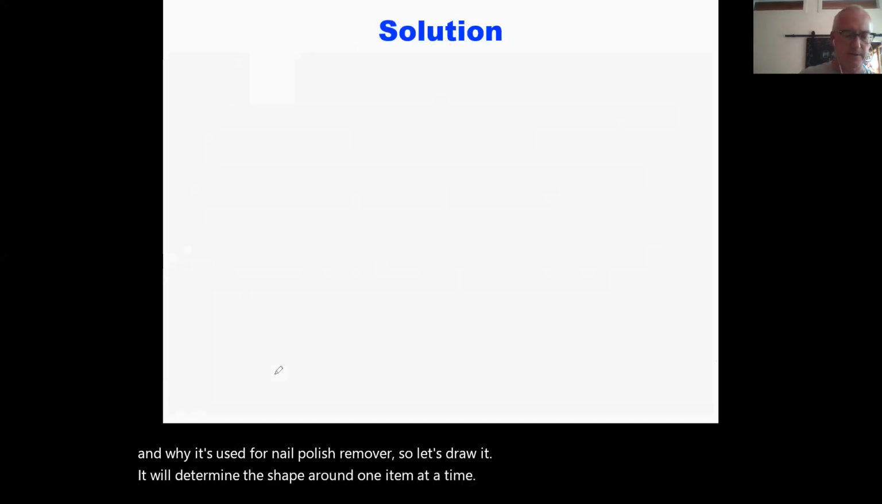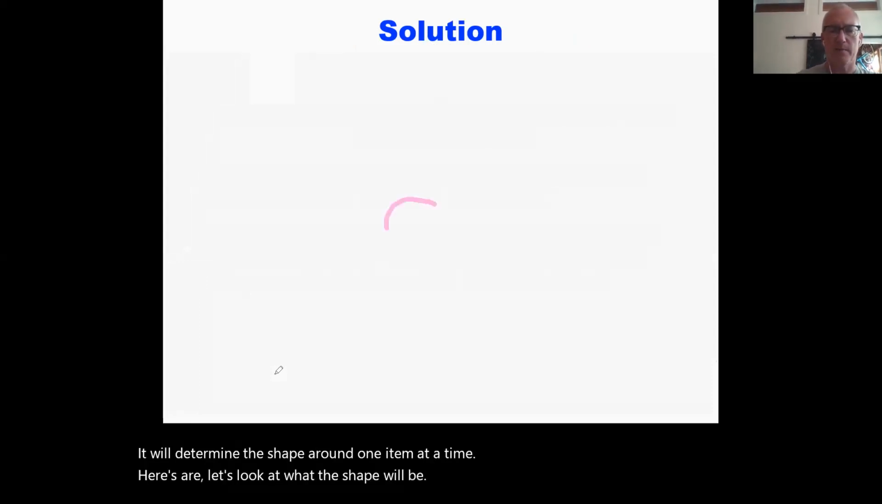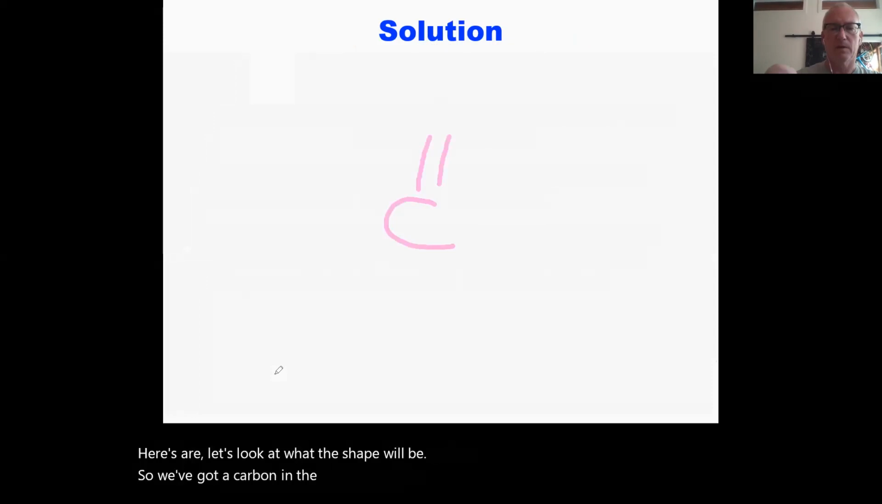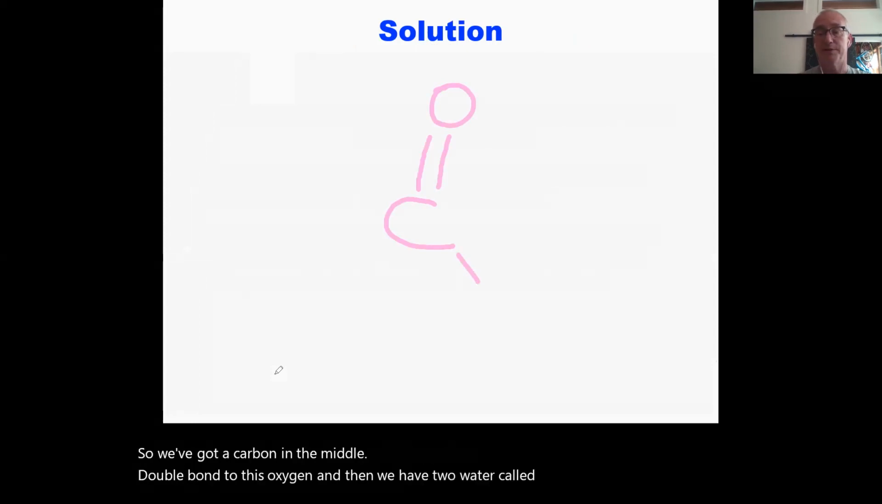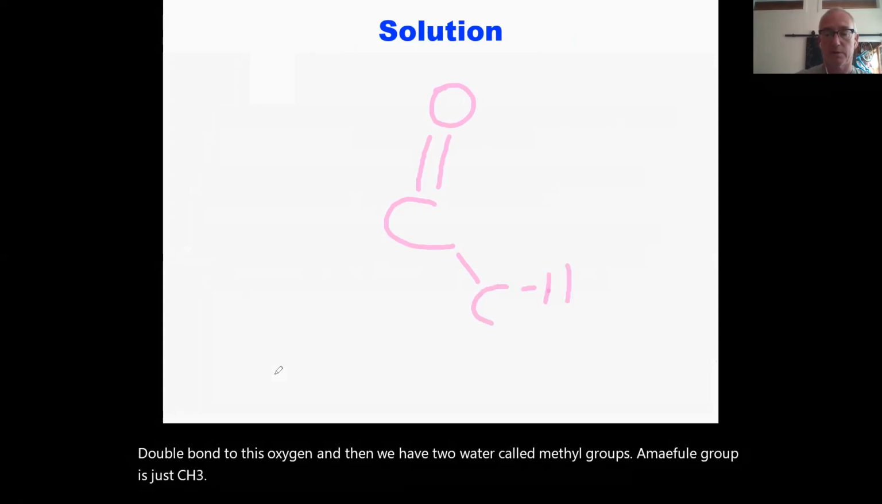Let's look at what the shape will be. So we've got a carbon in the middle, double bond to this oxygen, and then we have two what are called methyl groups. A methyl group is just CH3. So it'll look like this.